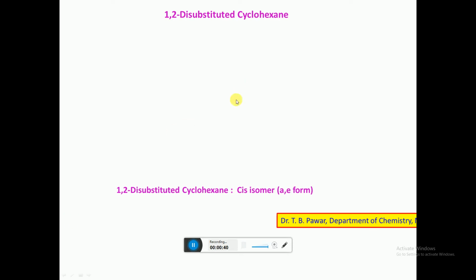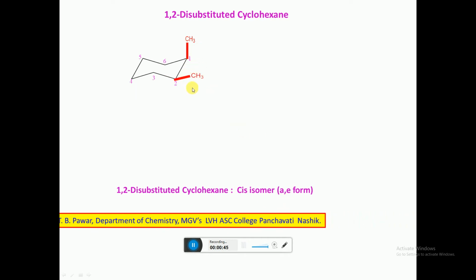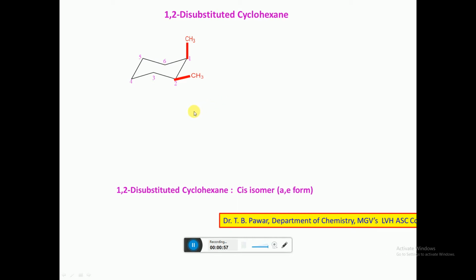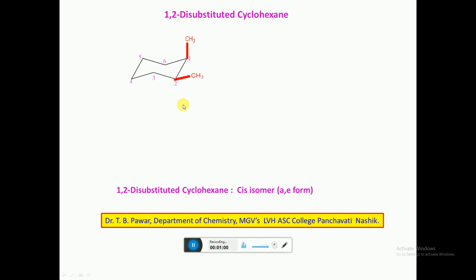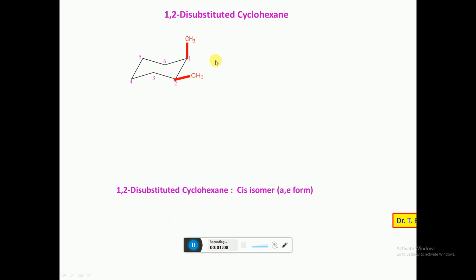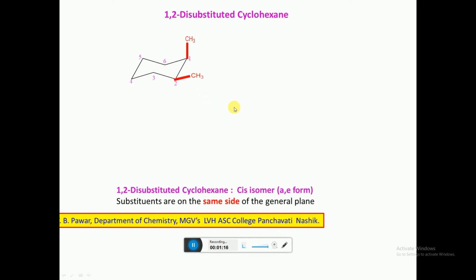In the cis isomers, the methyl groups are axial and equatorial, or equatorial and axial. Why is this called a cis conformation, or why is this called a cis isomer? Because both the methyl groups, or both the substituents, are projected on the same side of the general plane. This one is projected above the plane, and this one is also projected above the plane, meaning projected on the same side of the general plane, so they are cis isomers.